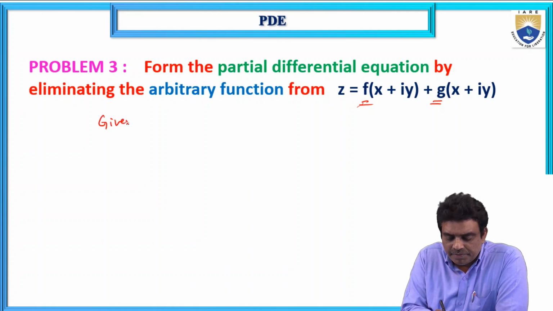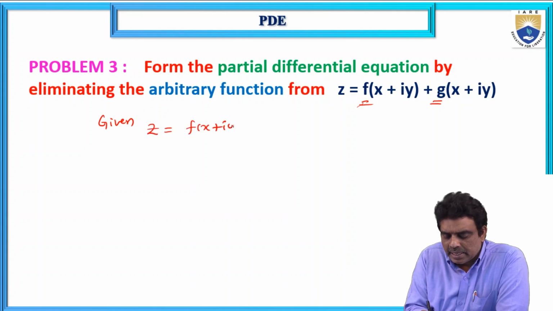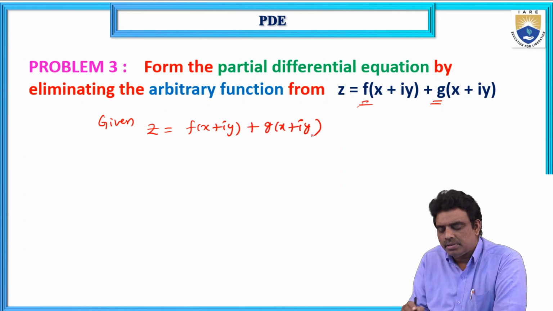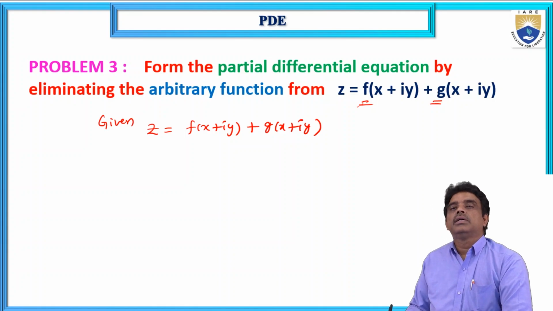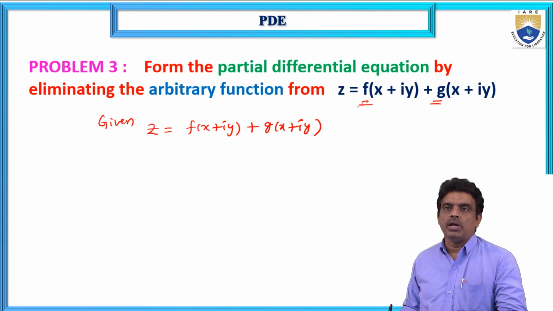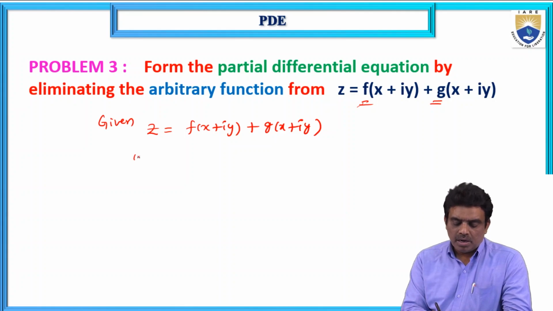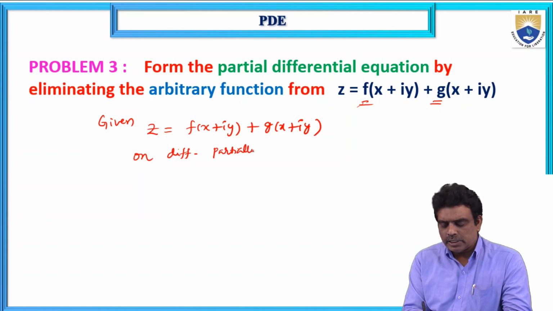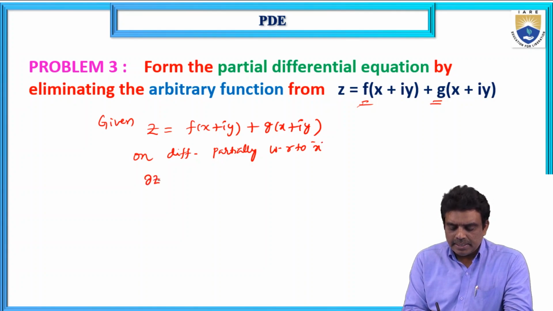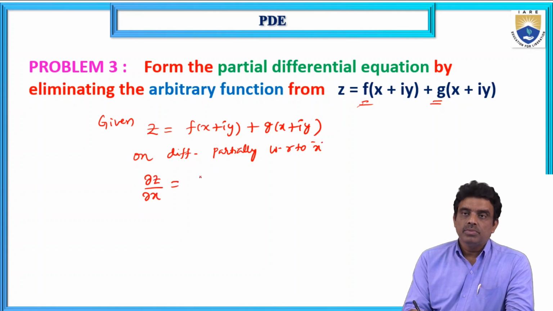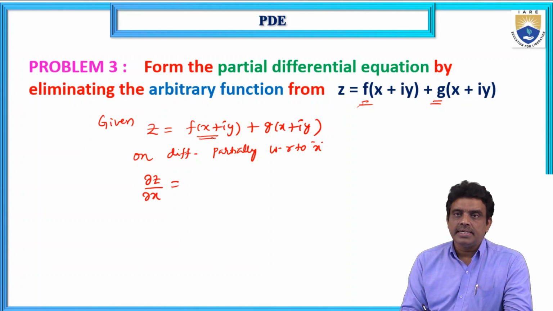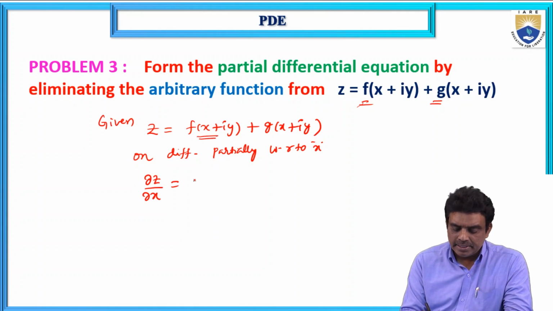So, first write the given function, given z is equal to f of x plus iy plus g of x plus iy. This is the given relation in terms of the functions small f and small g. And differentiating partially with respect to x. So what you will get? Dou z by dou x is equal to, so this function has to be differentiated with respect to x partially. What you will get?